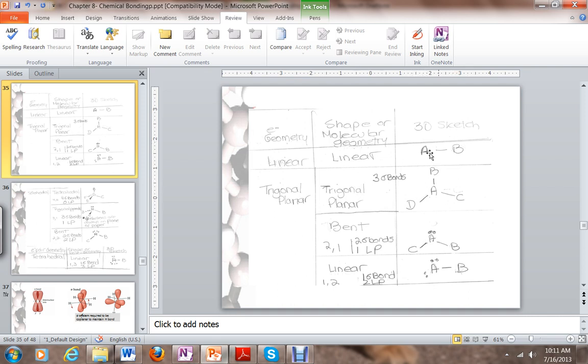As it says, 3D. So you have here the electron geometry. Those are the trigonal planar type you have, of course with three sigma bonds, three atoms, and zero lone pairs.